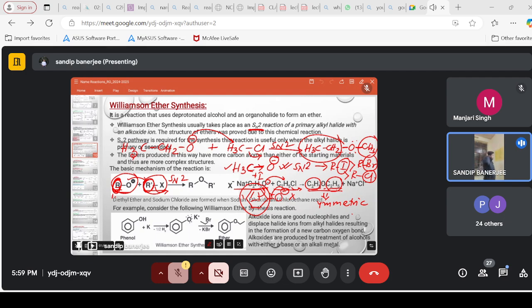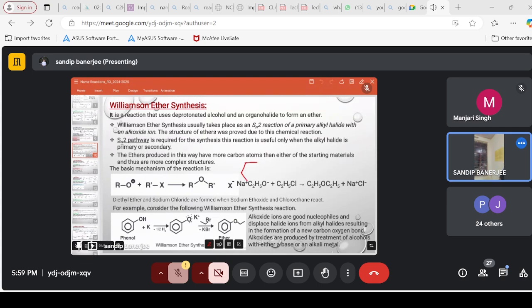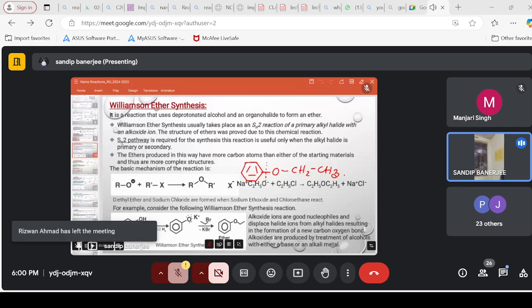Now, student, please try to solve one particular problem. Let's think, you have to synthesize this ether. In the exam, generally these kinds of questions are asked. You have to synthesize this ether, CH2CH3. Then what should be the starting material? That means this bond may be clipped or this bond may be clipped. Let's say I am marking this bond as A and this bond as B.